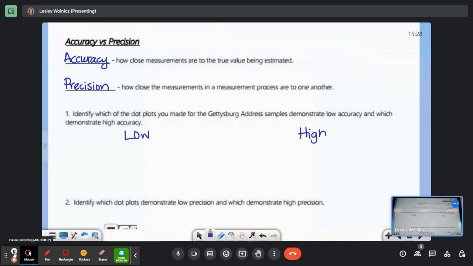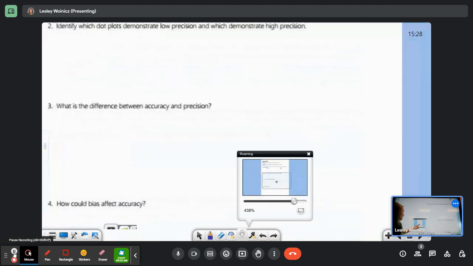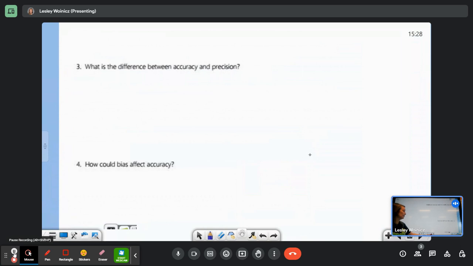Let's look at the notes again. Okay, what is the difference between accuracy and precision? Accuracy is how close measurements are to the true value that's being estimated, and precision is how close the measurements in a measurement process are to one another.